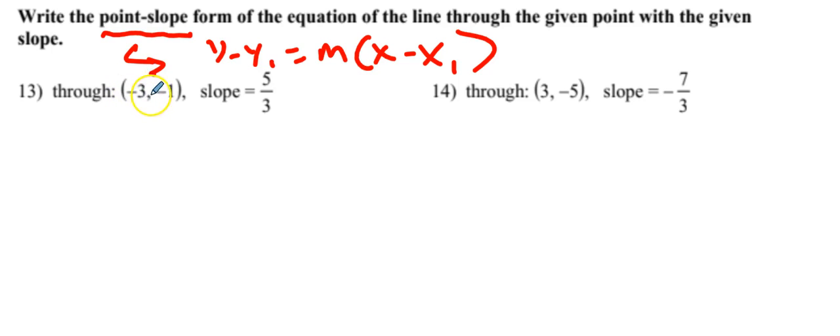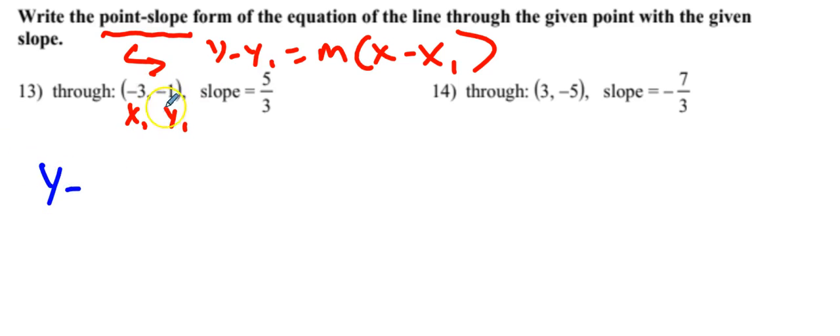So in this case, it's pretty straightforward. We are given a point and a slope, so we're just going to plug that in. This I'm going to call x1, and this is y1.